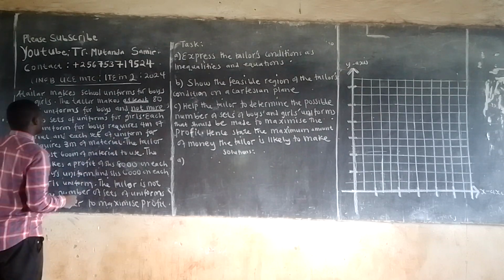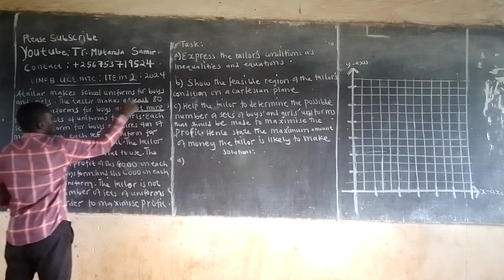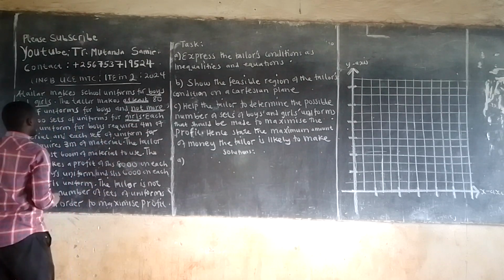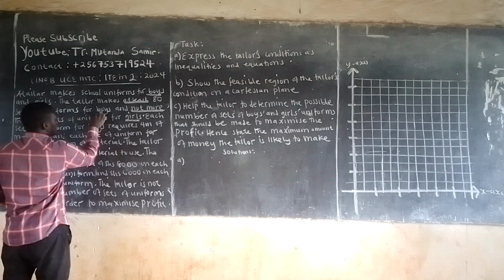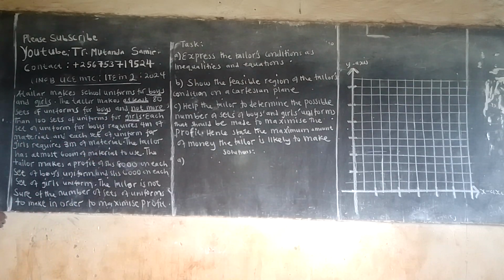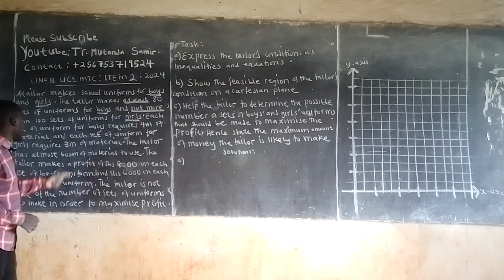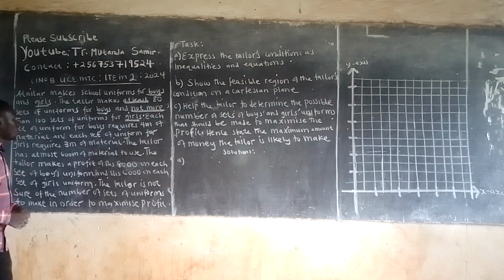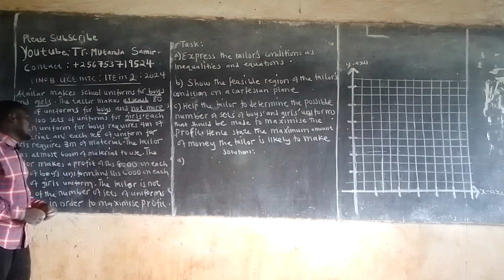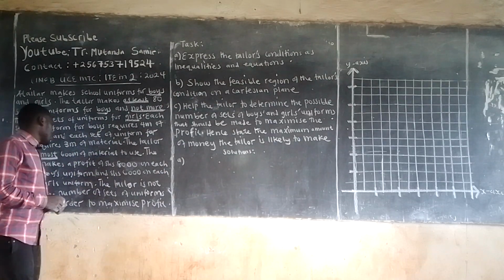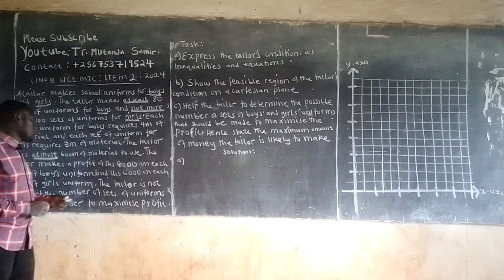Now also let's underline this. You see that we have the girls and boys. Each set of uniform for boys requires 4 meters of material, and each set of uniform for girls requires 3 meters of material. The tailor has at most, underline the word at most, 600 meters of material to use.